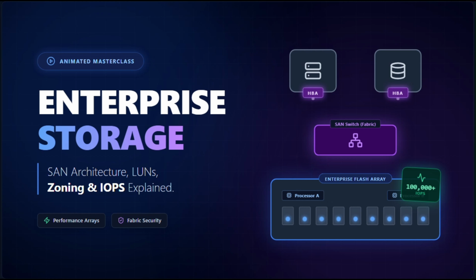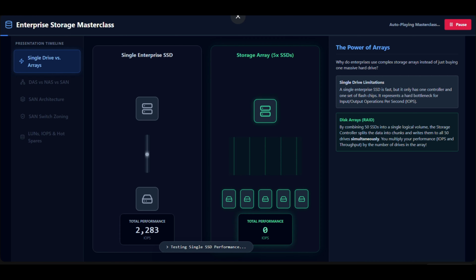Why do data centers use massive storage arrays instead of single hard drives? A single enterprise SSD is fast, but its single controller represents a hard bottleneck for performance. By combining multiple SSDs into a storage array, the controller writes data across all drives simultaneously, massively multiplying your input/output operations per second, or IOPS.